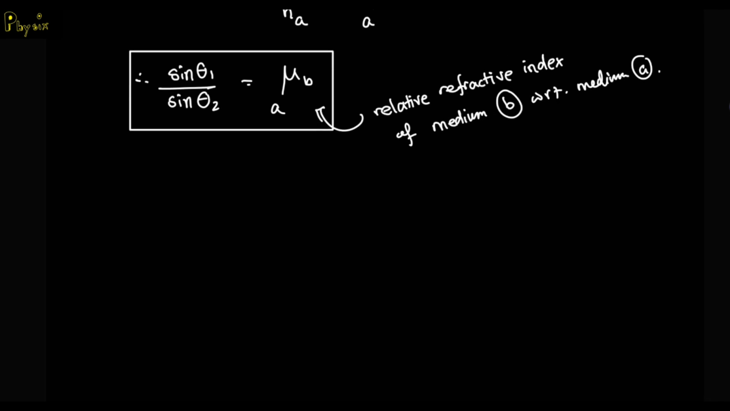In some books, you would also see this being written as n1 sine of theta 1 is equal to n2 sine of theta 2. This can also be represented by this, where n1 is basically the refractive index of medium 1, and n2 is the refractive index of medium 2, where light ends up finally at. Well, that's all.